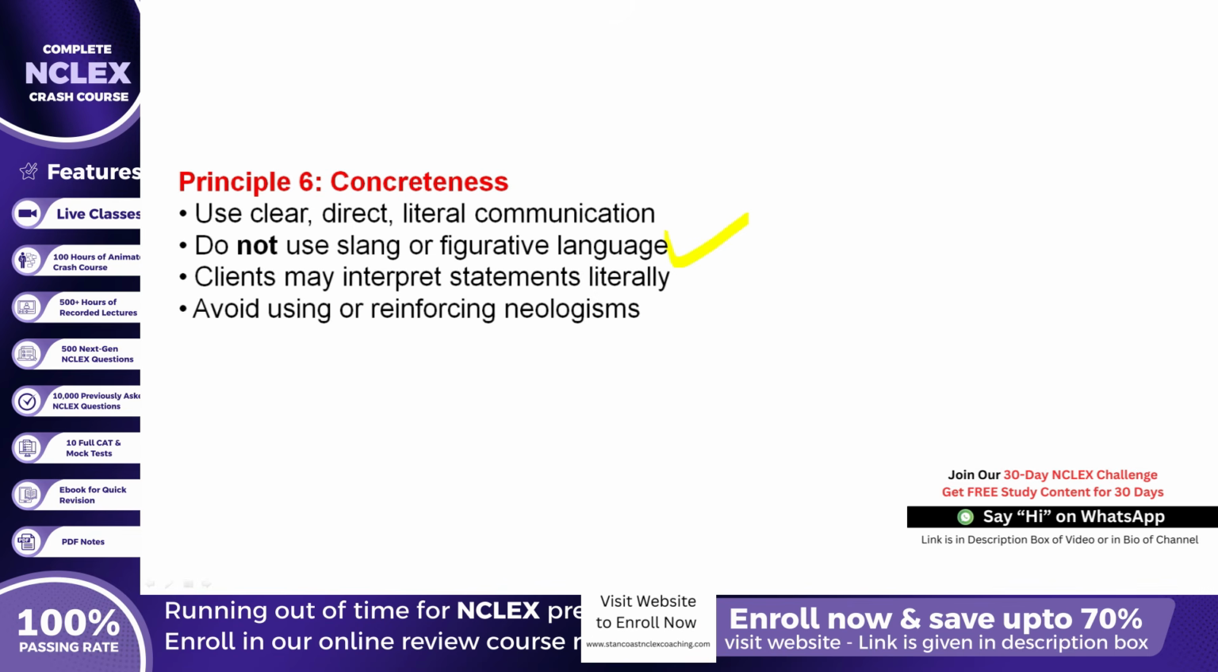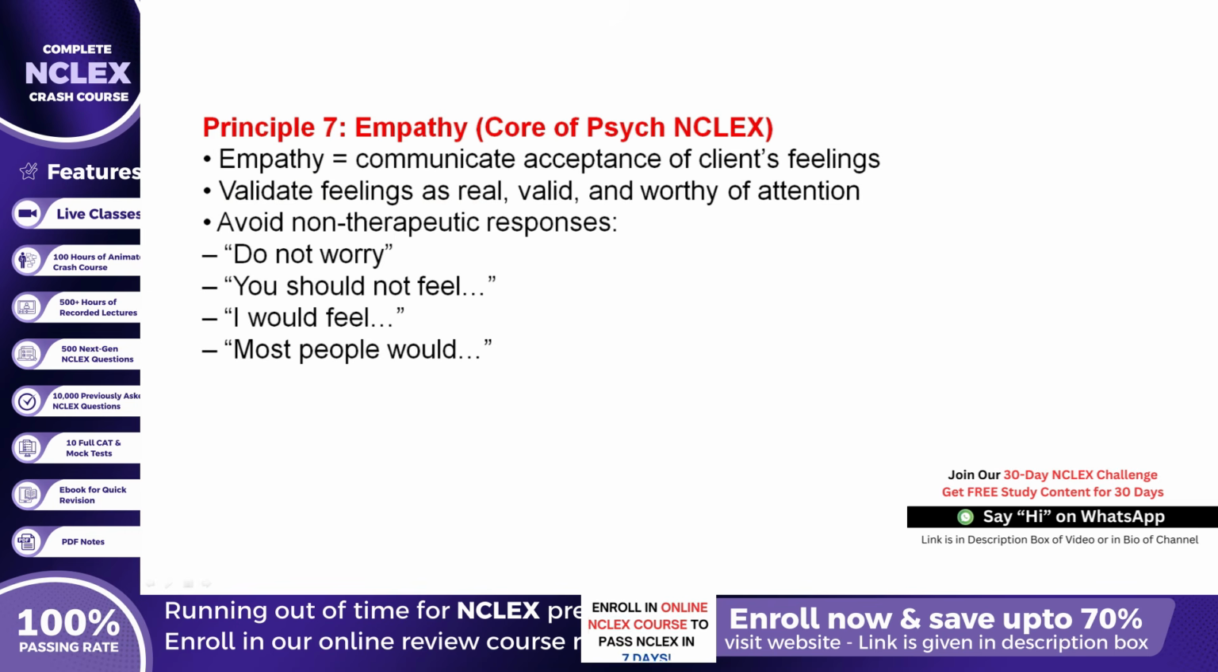Now let us explore Principle 7, which is empathy, and this is truly the core of Psych NCLEX. Empathy means we communicate acceptance of the client's feelings. It is essential that we validate feelings as real, valid, and worthy of attention. At the same time, we must avoid non-therapeutic responses such as saying, "Do not worry," saying "You should not feel something," saying "I would feel something," or saying "Most people would do something."